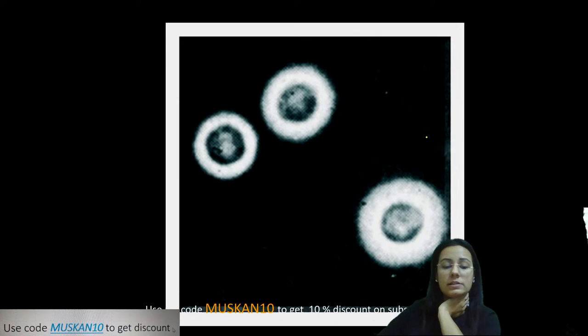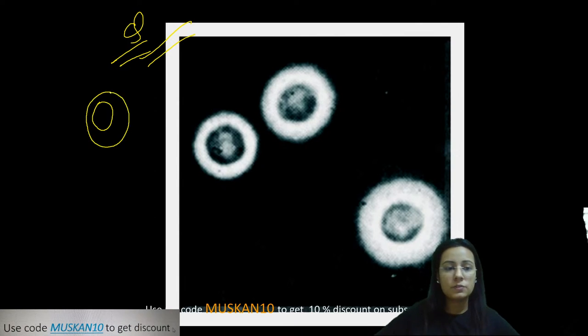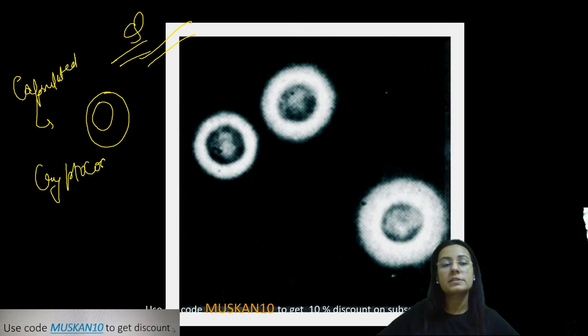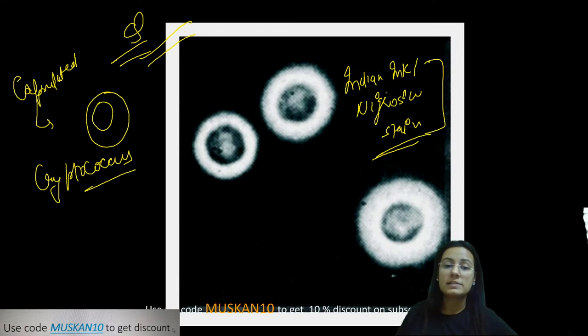Now this is again a very classical image, this is the capsulated fungus Cryptococcus neoformans. And what do you know about Histoplasma capsulatum? That it is a misnomer and it is not capsulated. This image, the dark background with the refractile white Cryptococcus capsule, is the India ink preparation or Nigrosin stain that we use, where the background is dark and the capsule appears as a refractile white halo around the organism.